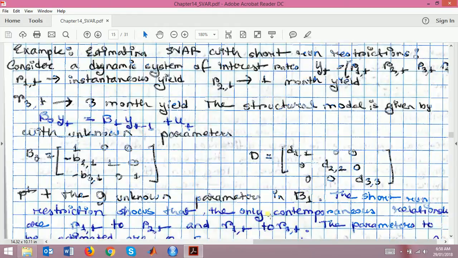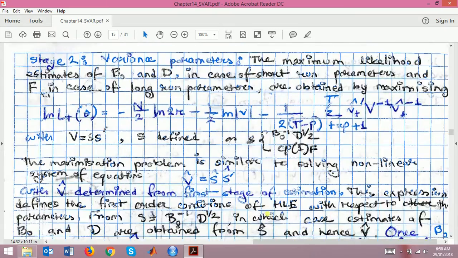Now let's talk about variance estimation. In the case of variance parameters, the maximum likelihood estimation estimates beta naught and D in the case of short-run parameters, and also the long-run in the case of F. So beta naught and D are in the case of short-term parameters.